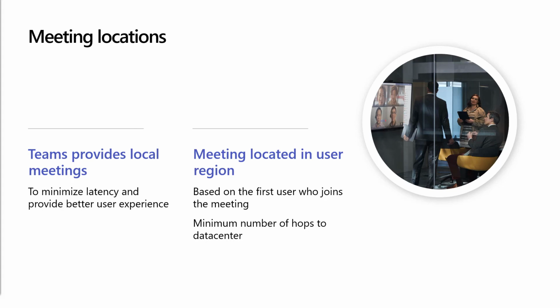So this is the key line I want to point out here. The meeting is based on the first user who joins the meeting, be that an ad hoc meeting or a scheduled meeting. So if I join the meeting first, or create the call, that meeting will be hosted in the United States. If my peer in Germany joins the meeting first, the meeting will be based out of Europe. And if a peer out of Tokyo joins the meeting first, that meeting will be based out of Asia.